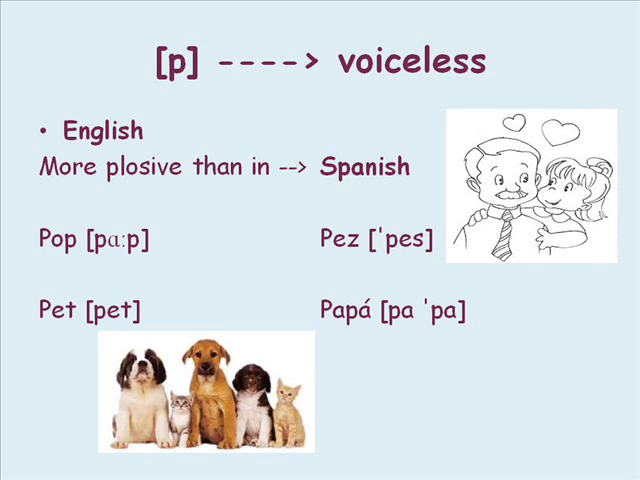The sound is voiceless in both languages, but in English it is more plosive than in Spanish. For example, pop, pet in English, or pez, papá in Spanish.